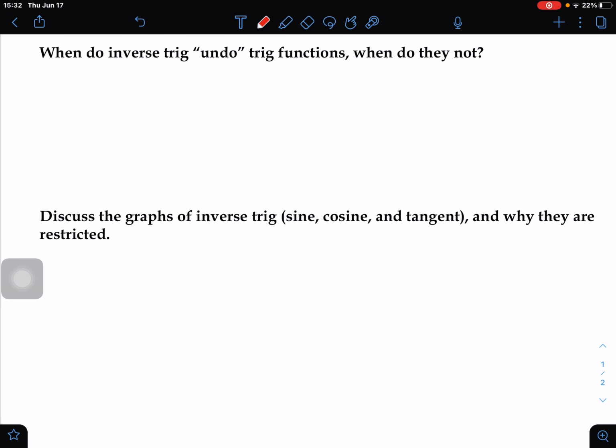So when we do inverse trig, when do they undo and when do they not? It only works in the case of sine and tan whenever the initial value is, so we have to be looking at the right half of the unit circle. So it only works in the case of sine and tan whenever the angle is between negative 90 degrees and 90 degrees. And then for cosine, since we're looking at the upper half of the circle, it would only work if the initial angle measures between 0 and 180 degrees.